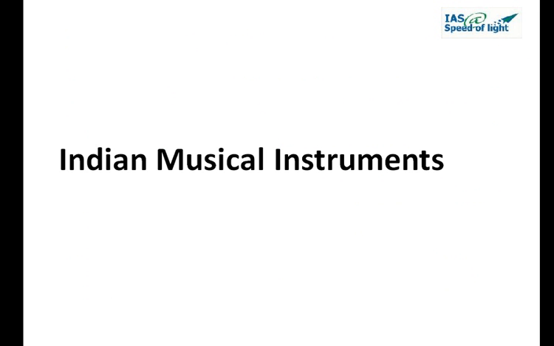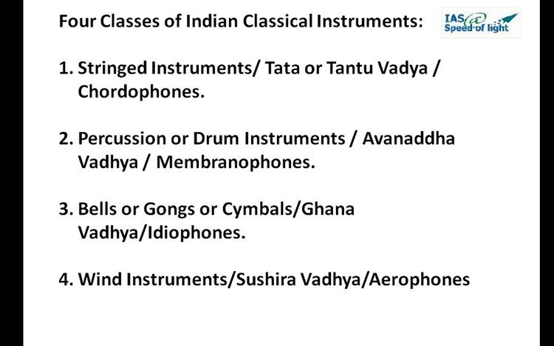Let us go now to the third part of the lecture, which is the Indian musical instruments. There are four different types of musical instruments, divided as follows. The first one is the stringed instruments, in Hindi known as Tata or Tantu Vadya, in English chordophones.